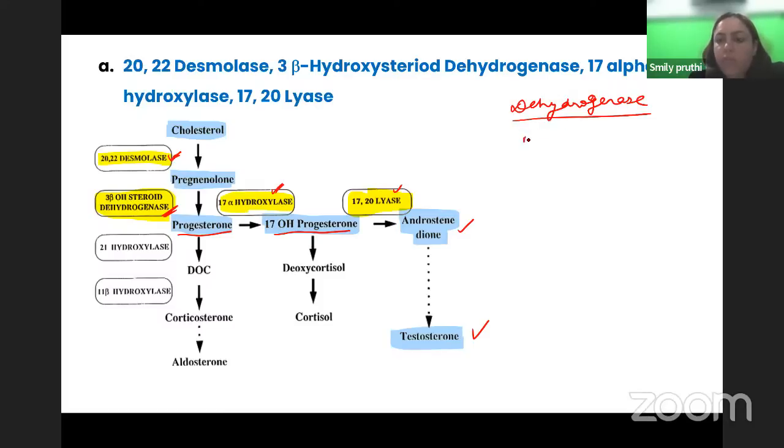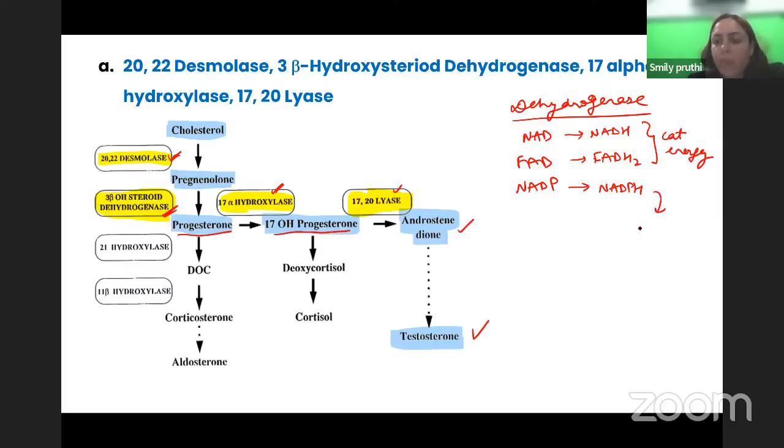Any dehydrogenase will use either NAD or FAD or NADP, right? So NAD will be converted to NADH, FAD to FADH2, NADP to NADPH. This NADH, FADH2 is usually required in catabolic reactions and it gives energy. NADPH is used in anabolic pathways. Many times questions are asked on NADPH, right?